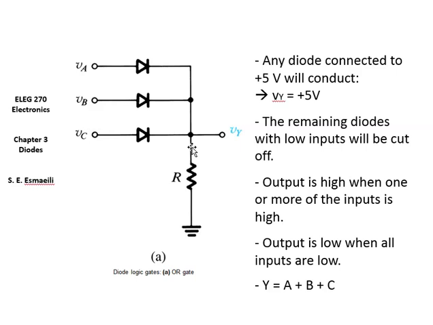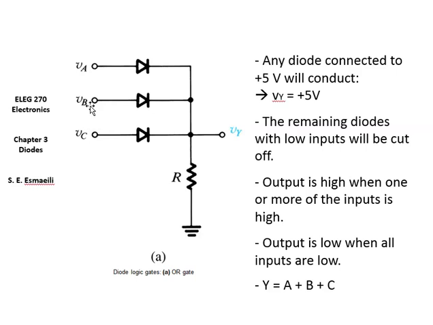So consider we have a positive logic system in which values close to 0 correspond to logic 0 or low, and values close to plus 5 correspond to logic 1 or high. So imagine if we put 3 diodes like this in parallel and we connect them to a resistor and we take our output from here, Vy.